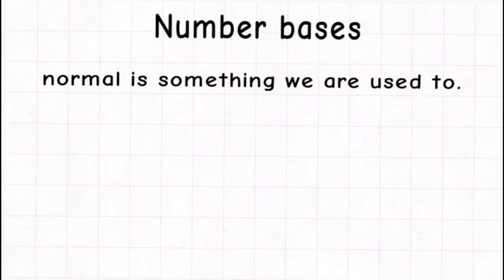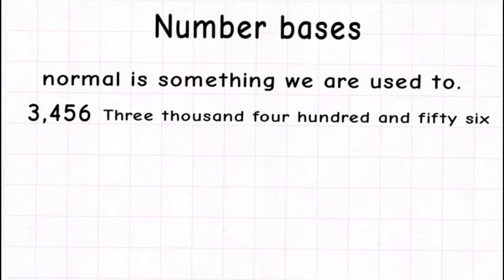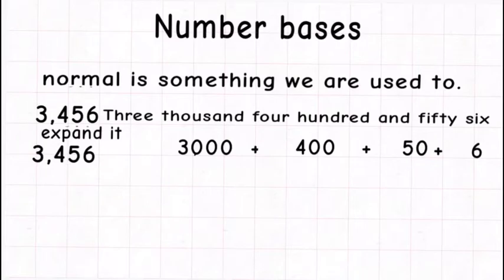Normal. What is normal? Anything is normal if we are used to it. So normal is something that we are used to. So what will be the normal way of calling out this number? Normally, we will say 3,456, and that sounds very normal. Why is it normal? Because we are very used to it. Now this is a system of base or number base system called base 10. We'll find out soon why we call it base 10.